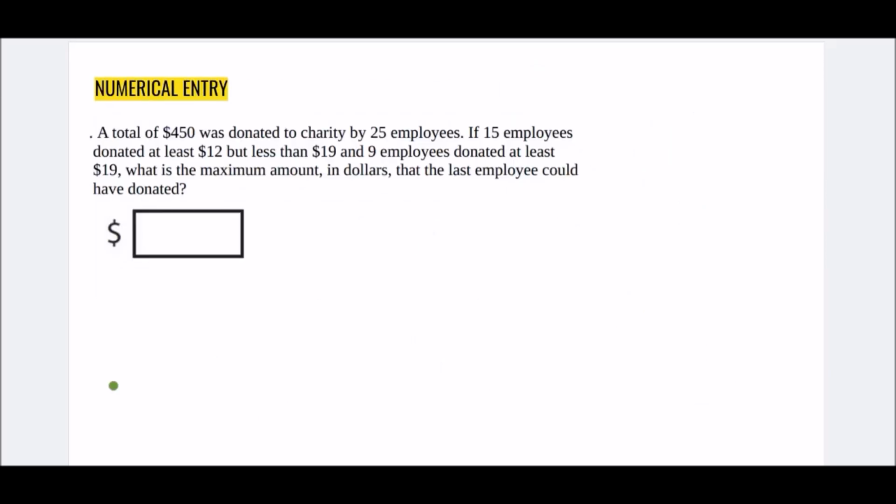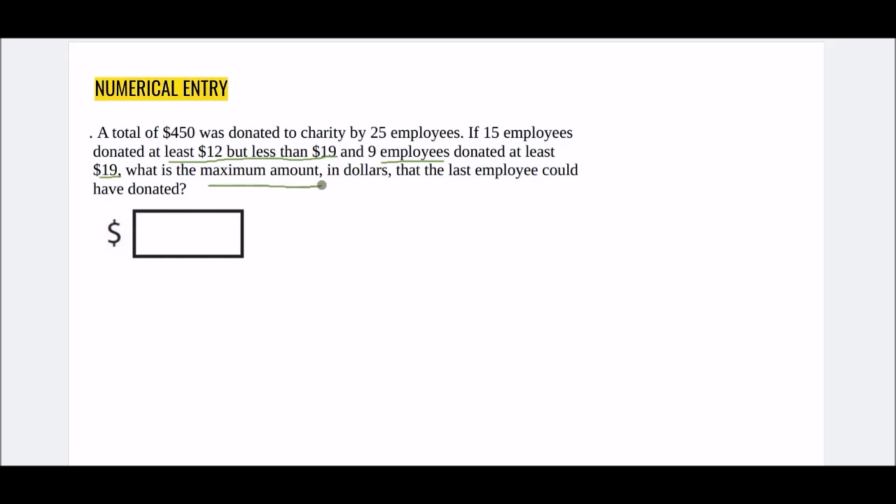Based on the fourth type, a total of $450 was donated to the charity by 25 employees. If 15 employees donated at least $12 but less than $19, this is the first case, and the 9 employees donated at least $19. What is the maximum amount in dollars that the last employee could have donated?